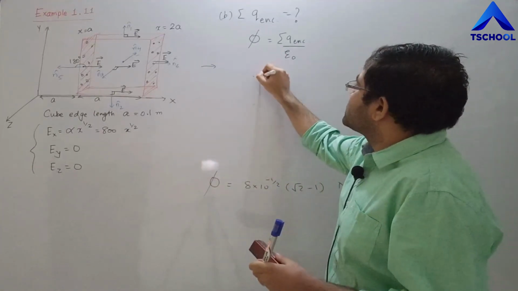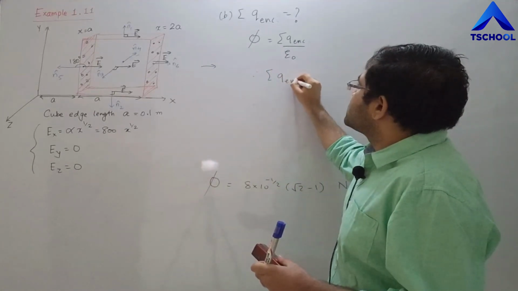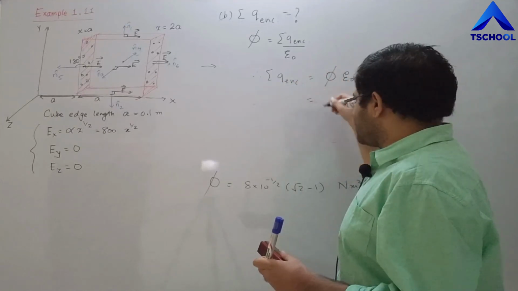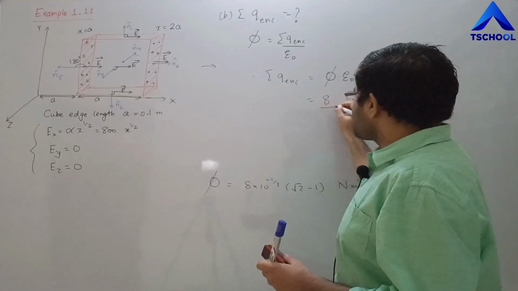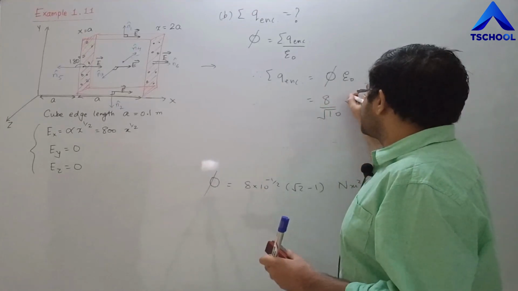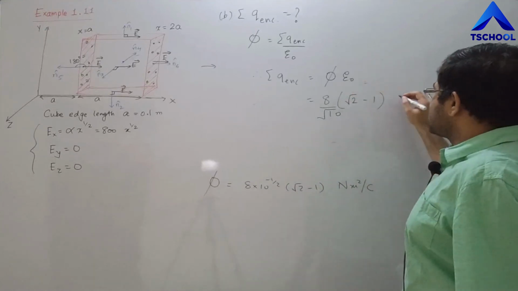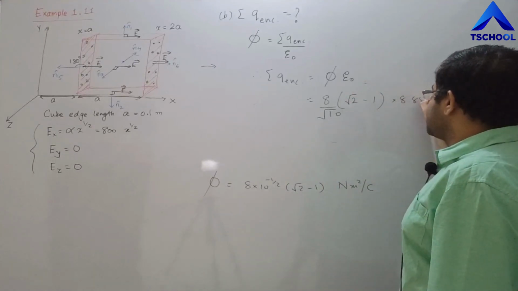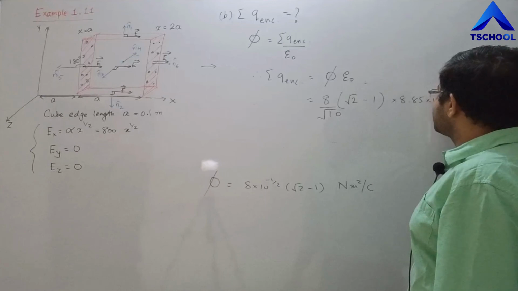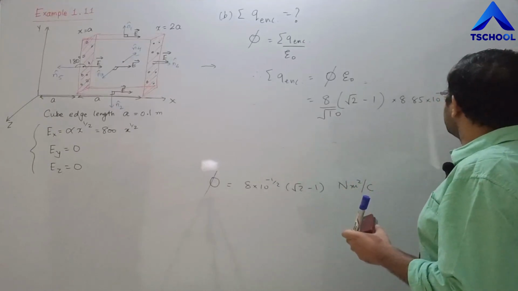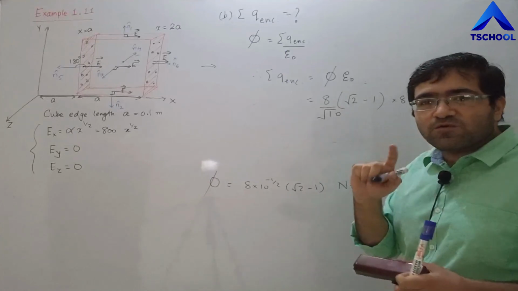We put this value, right? And we can find the charge enclosed is equal to phi into epsilon 0. Phi is this, so 8 upon root 10 into root 2 minus 1 into epsilon 0, that is 8.85 into 10 raised to minus 12, right? And finally, the unit is going to be coulomb. I leave the calculations for you, all right?